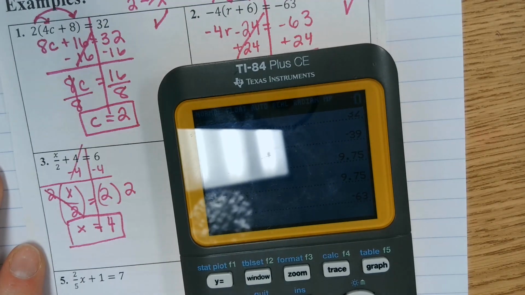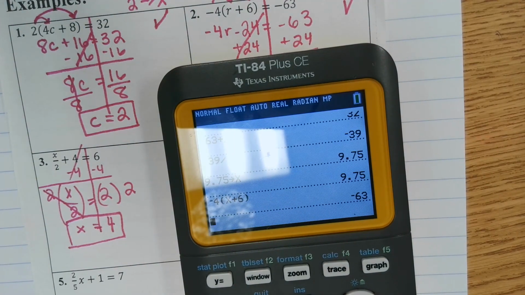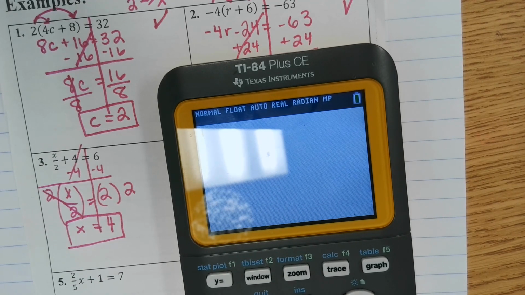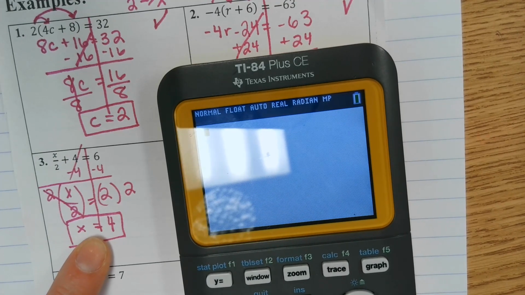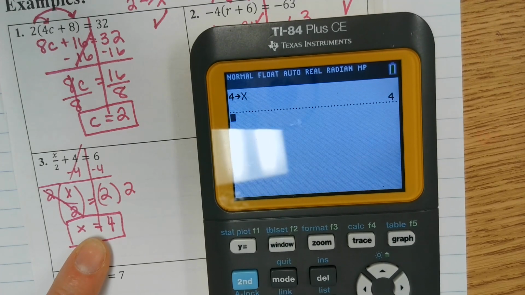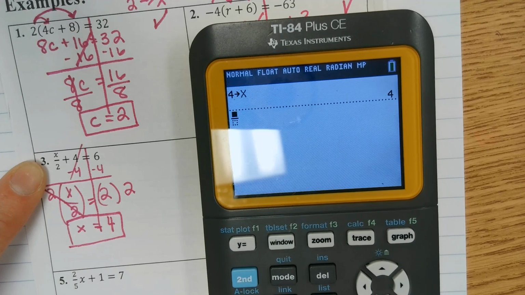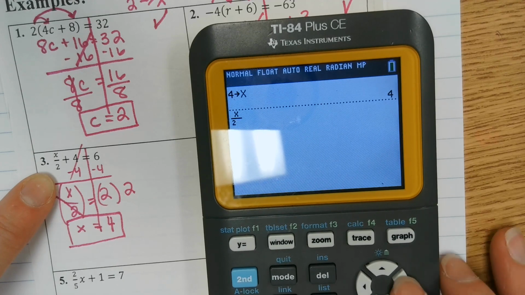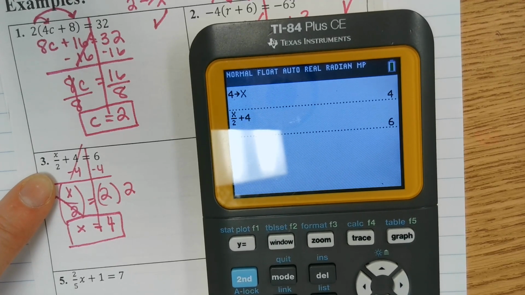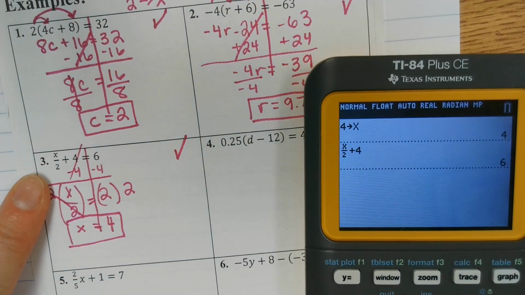Check your answer. So this is another review of some calculator things. Remember how to do a fraction in the calculator? Alpha y equals. So let's put in 4 store x, and then put this in. Fraction is alpha y equals. We're going to do x over 2 plus 4. 6? Which is correct. So I'm just going to put a little check mark there.